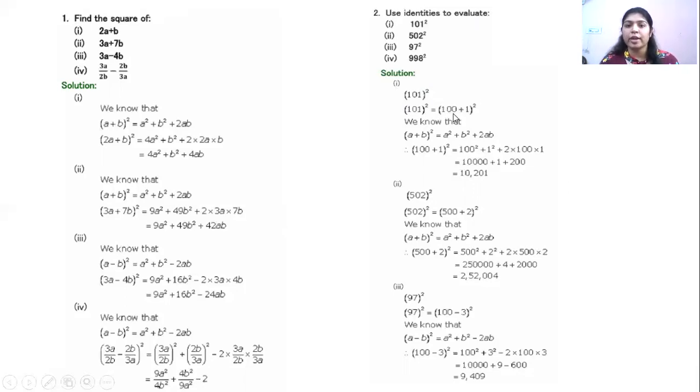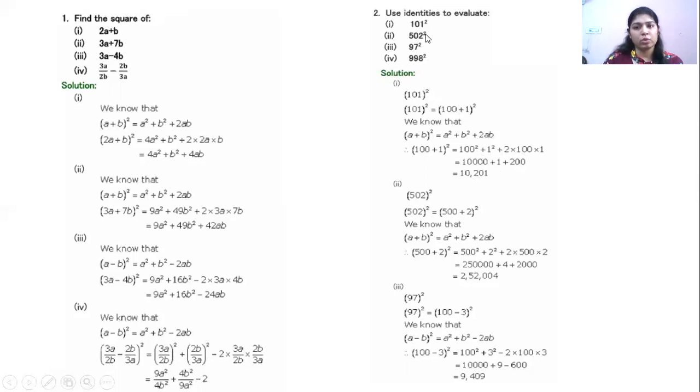See, now we have two terms with a plus sign between them: (a plus b) whole square. And we know the formula: a square plus b square plus 2ab. Just apply the values, then you will solve. 10,201 is the square of 101.